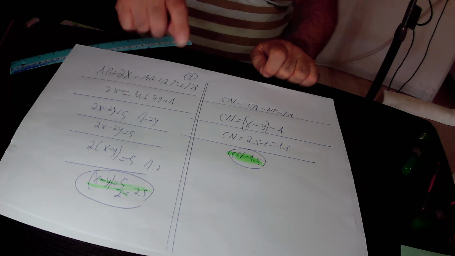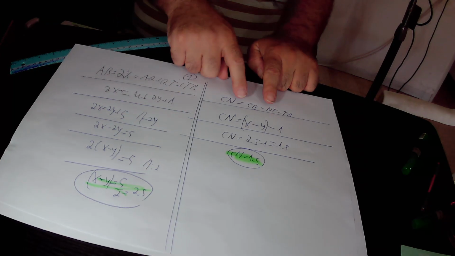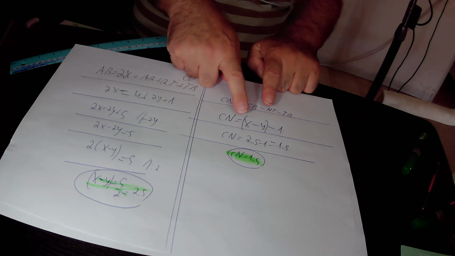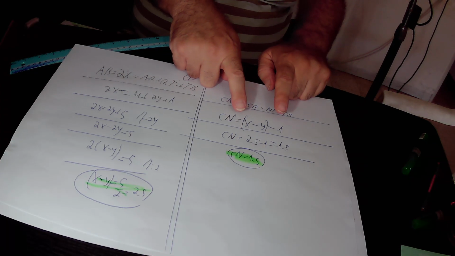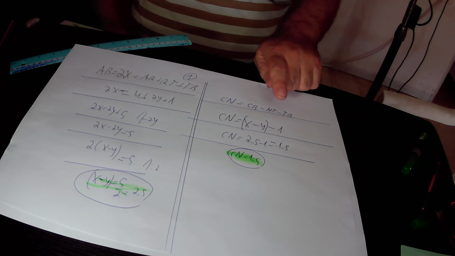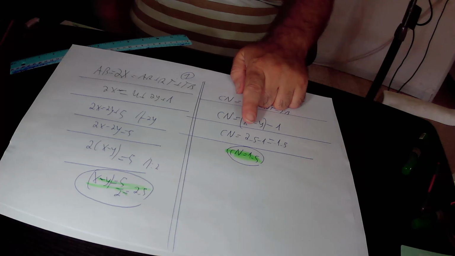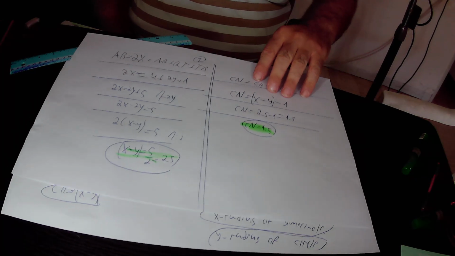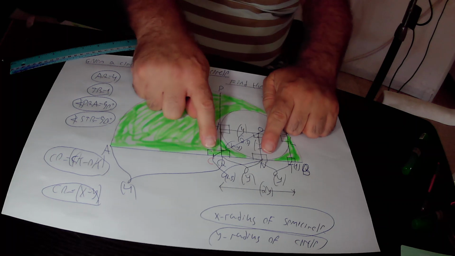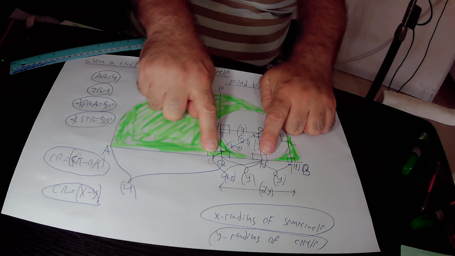X minus y is 2.5, so we substitute x minus y by 2.5. So CN equals x minus y, that is 2.5, minus 1. 2.5 minus 1 is 1.5. So in total, we find out that CN equals 1.5 units in length. This is line segment CN, that equals 1.5 units in length.